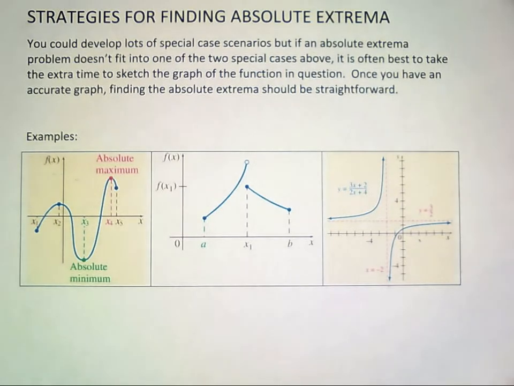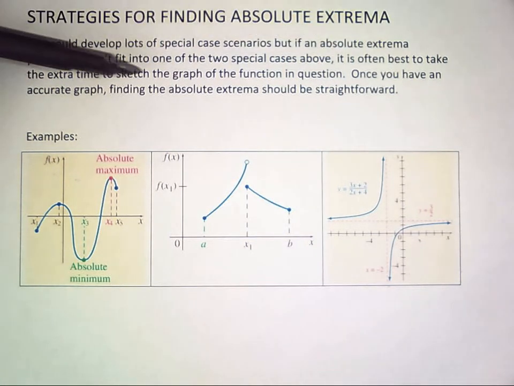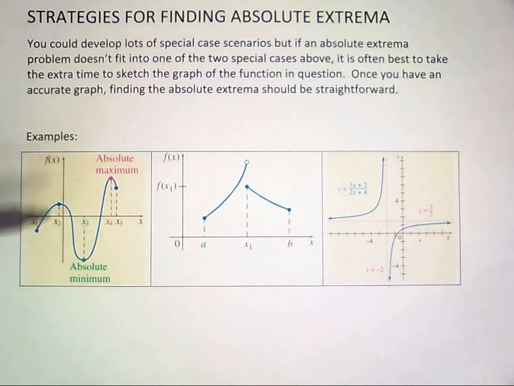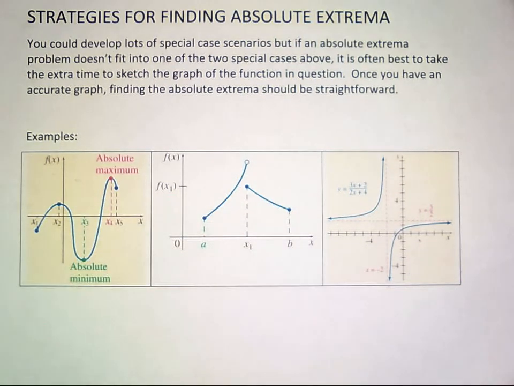You could develop lots of these special case scenarios and work them out for each one, but it sort of gets to the point where it's not worth the trouble. But what I'd probably say is that if an absolute extrema problem doesn't fit into one of the two special cases that I did point out, it may just be the best idea to go off to the side and get a sketch of the graph and spend whatever time you need to figure out what the graph looks like, and then you can answer the question.